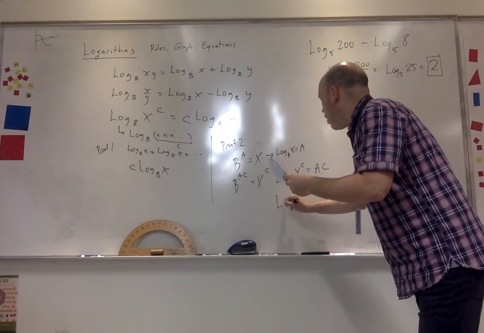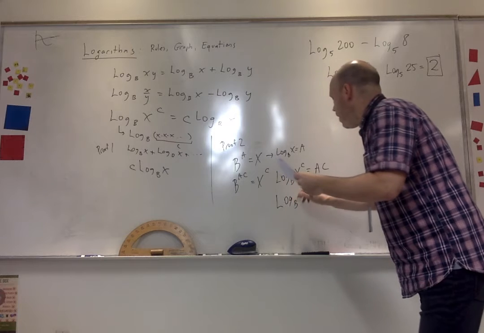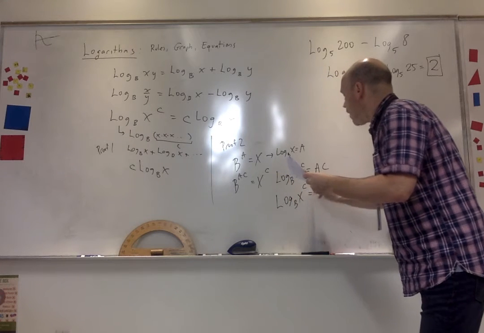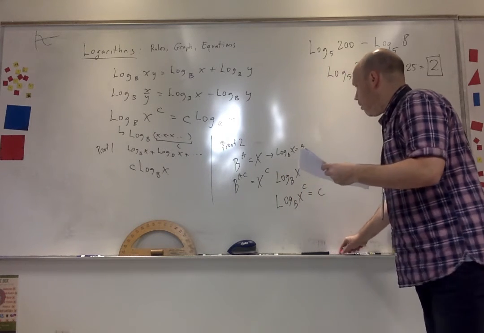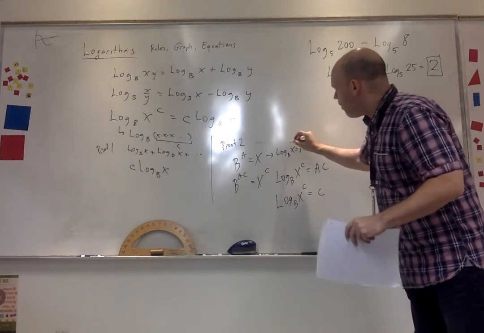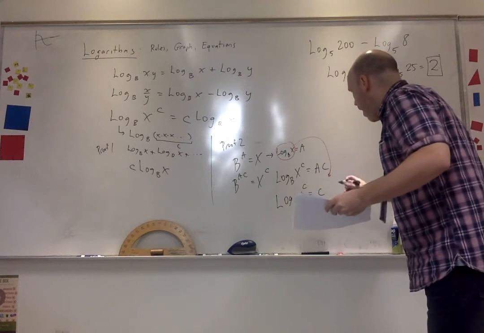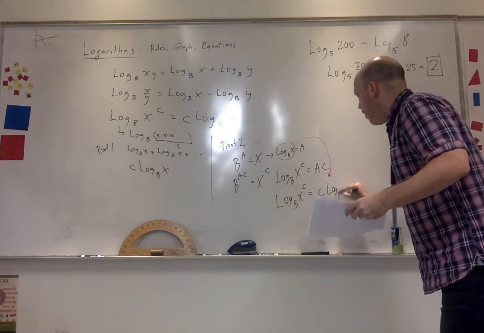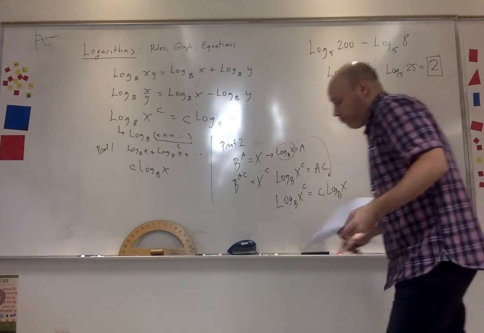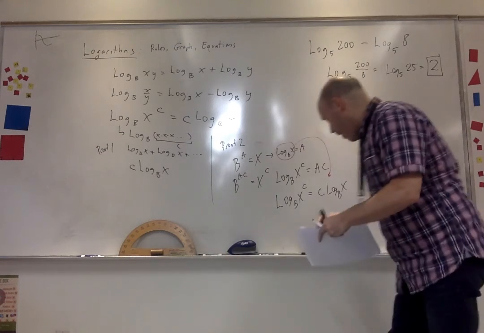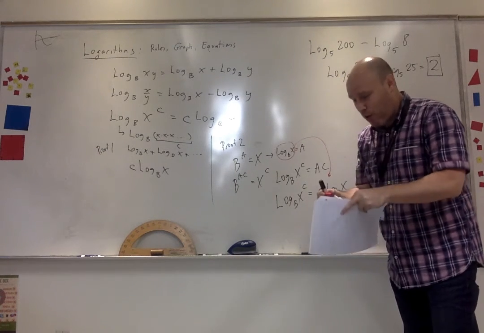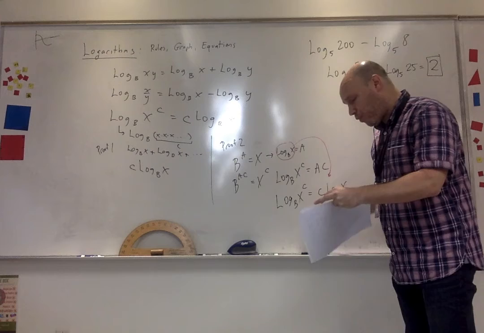So the log base b of x to the c is actually c, right? And we're going to move this in there, and we're done. We have c log base b of x. And that's the proof that I'm not testing you on, it's fine. It's just how we prove things in math.